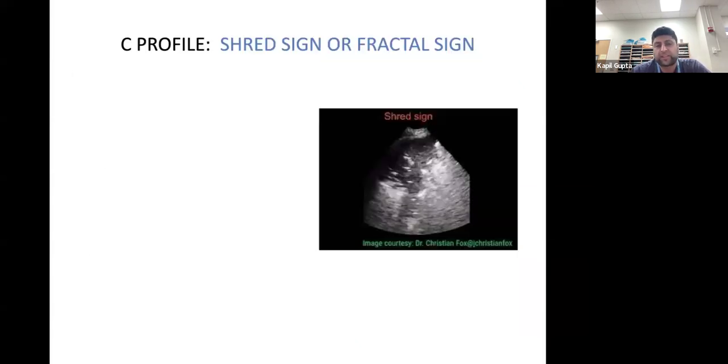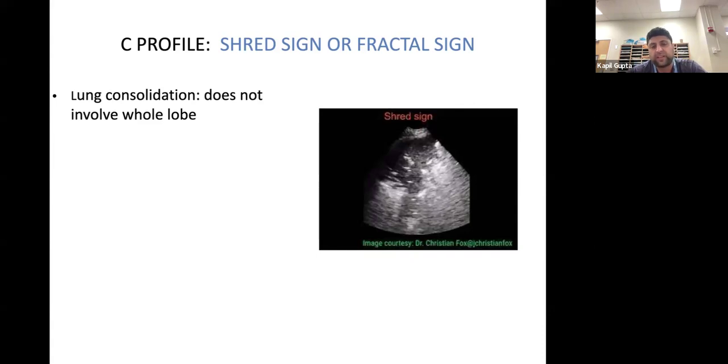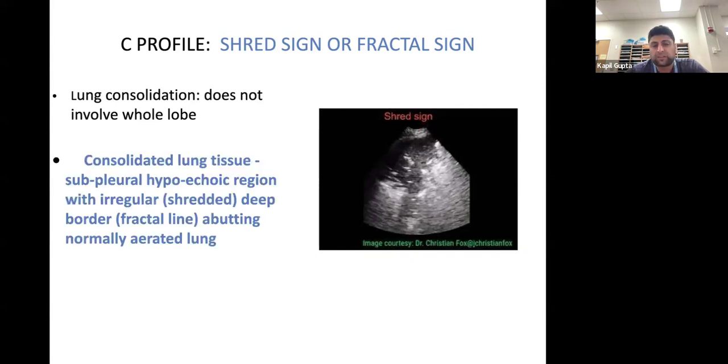It's also known as shred sign or fractal sign. As we can see in this picture, the topmost portion, the black portion or the hypoechoic portion, that is the consolidation. Basically here, the lung consolidation does not involve the whole lobe. The consolidated lung tissue is subpleural hypoechoic region with irregular deep border, which is adjacent to the normal aerated lungs.